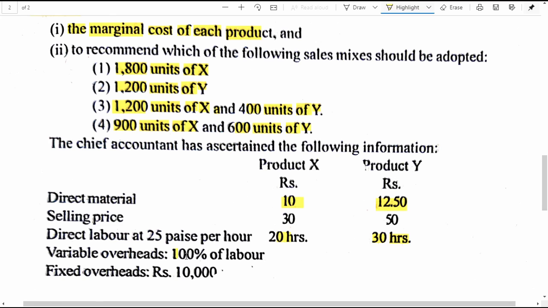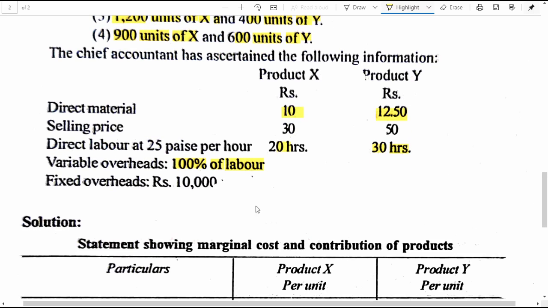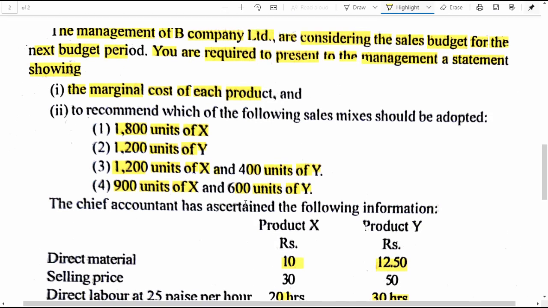Regarding variable overheads, it is 100% of labor. Therefore, it is going to be 5 rupees for X, then 7.5 rupees for product Y. Fixed overheads in total 10,000 rupees. So, these are all the information presented in the problem.